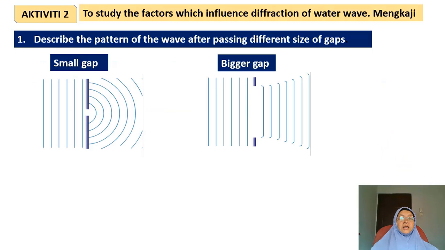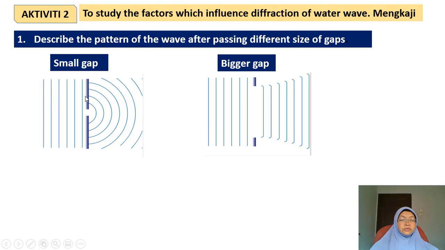Okay. Now, activity 2. We are going to study the factors which influence diffraction of water waves, right? So the first factor is the size of the gap. So describe the pattern of the wave after passing different sizes of gaps. So we have a small gap, we have a bigger gap.